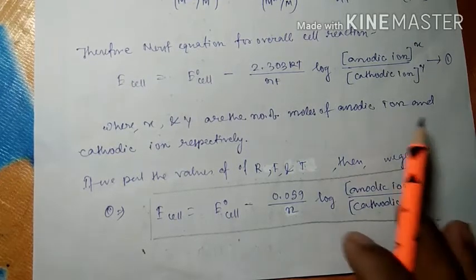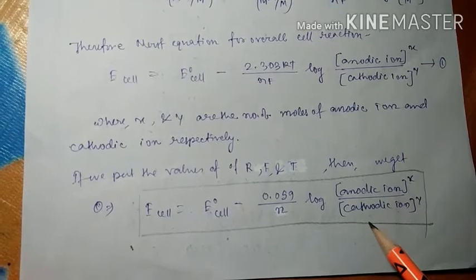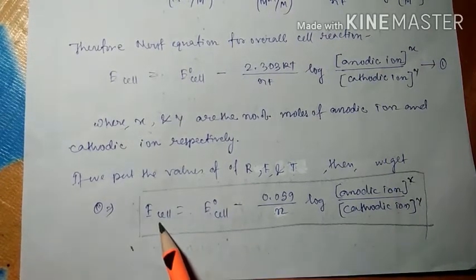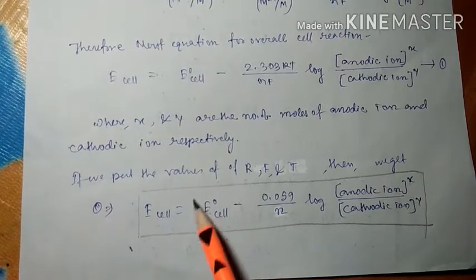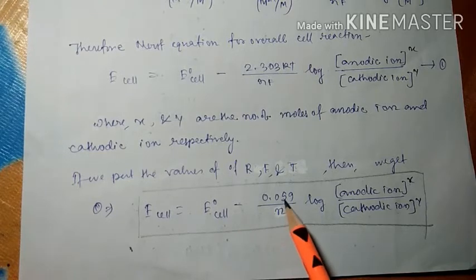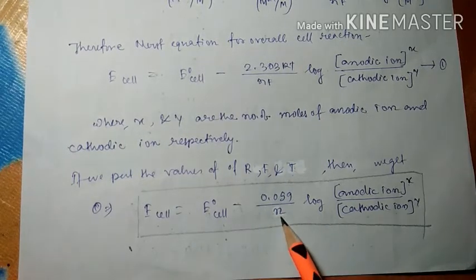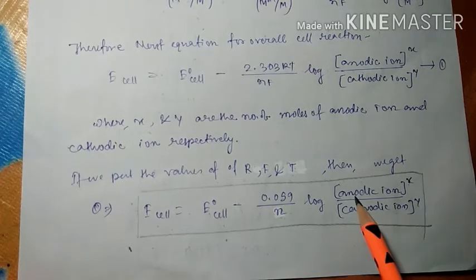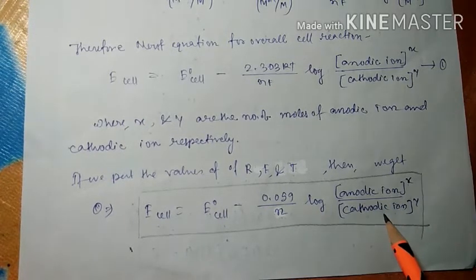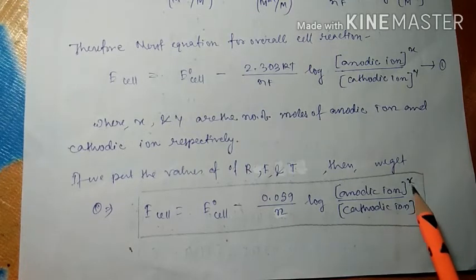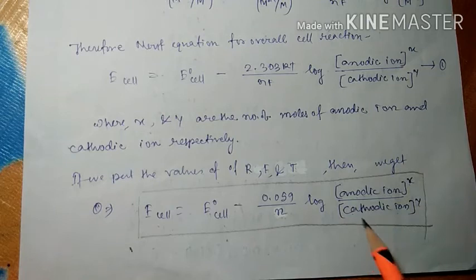You see? To solve any numerical based on the Nernst equation, we have to know all these terms. First one is the EMF of the cell. This one is the EMF of the cell at standard condition. Minus 0.059 is the constant. n is the number of electrons transferring. Next, anodic ion and cathodic ion, and x and y are the moles of anodic ion and cathodic ion respectively.